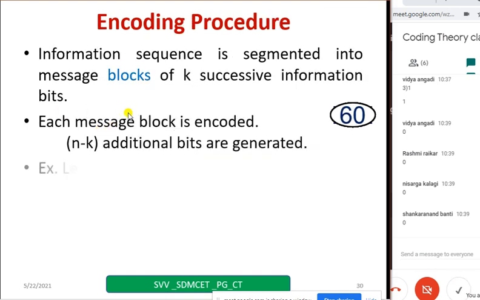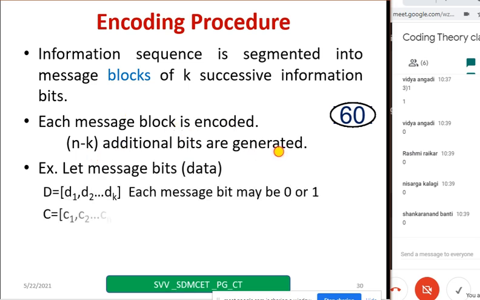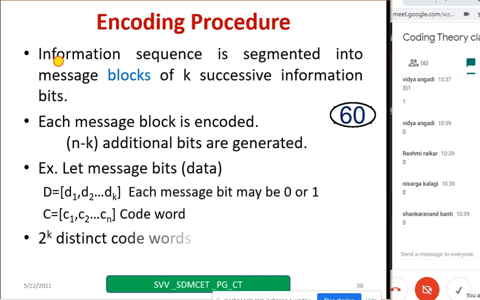Each message block is encoded. n minus k additional bits are generated. This I have already told in the previous slide. The information sequence is segmented into message blocks of k successive information bits. What's the block size? k bits. So those I am considering and I am encoding. And for example, let the message bits be D equal to D1, D2, up to Dk. Each message bit may be 0 or 1.